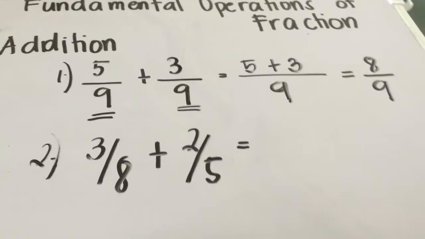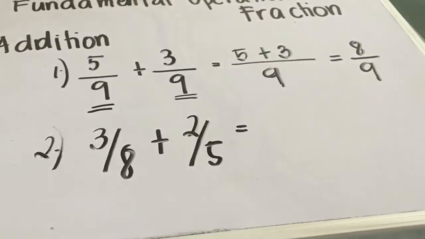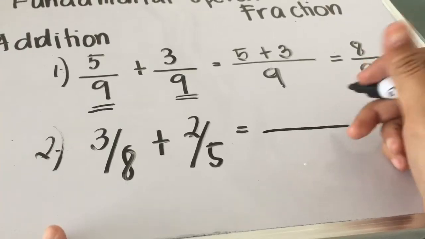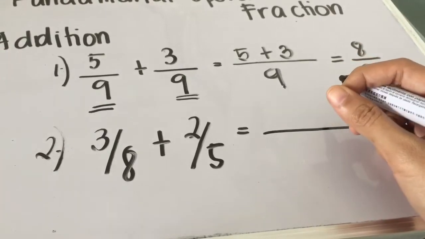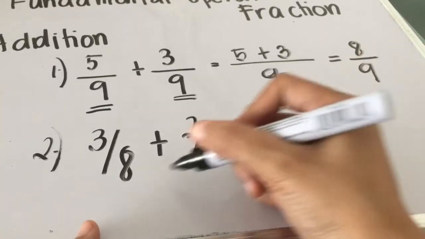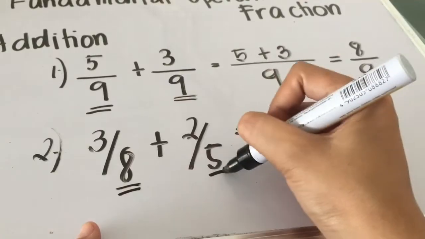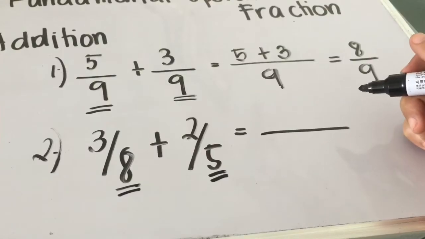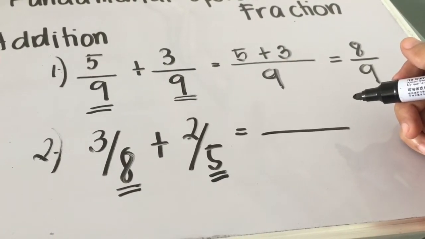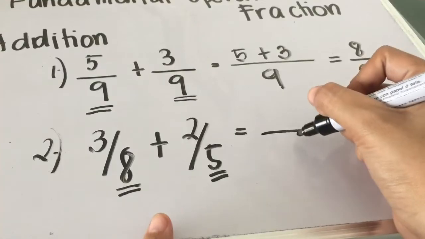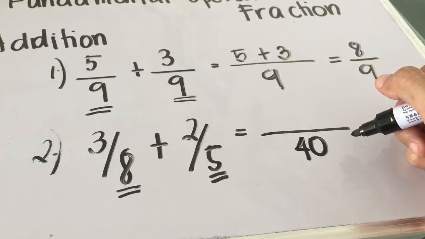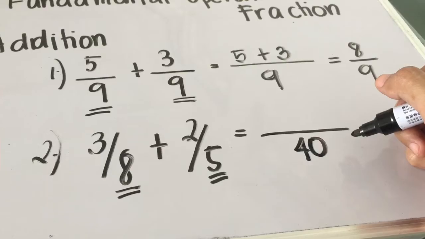In number 2, there's a little problem here because we will have to find the least common multiple of our denominators. So our denominators are equal to 8 and 5. So what is the least common multiple of 8 and 5? So we have 40 as our least common multiple. Because 40 is divisible by 8 and 40 is also divisible by 5.